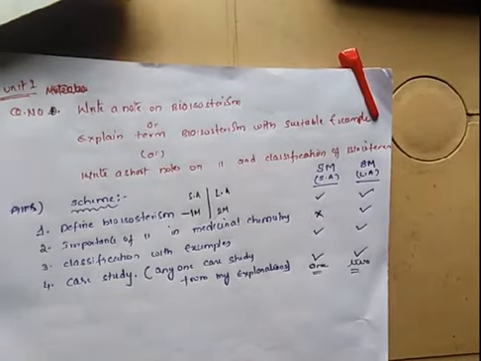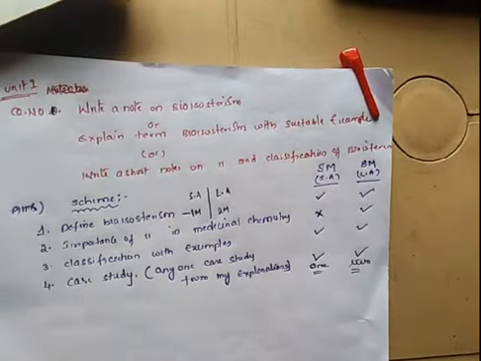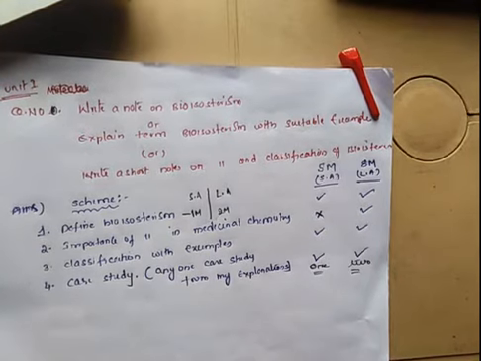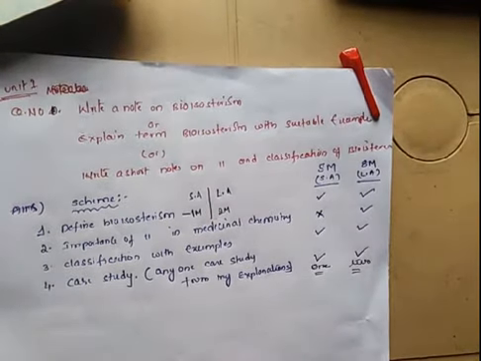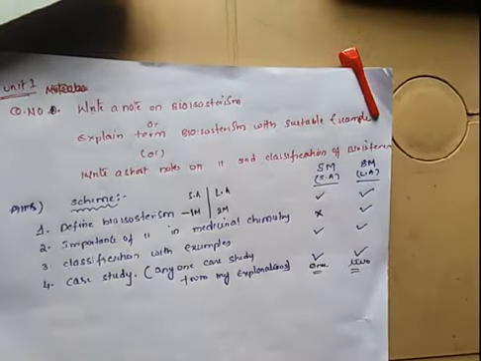In this class, we are going to discuss one of the most important questions which is repeatedly coming from the first unit. That is, write a note on bioisosterism. This question also comes as explain the term bioisosterism with suitable examples. Otherwise, it is also asked in exams as write a short note on bioisosterism and classification of bioisosteres. So, for these three questions, the answer is the same.